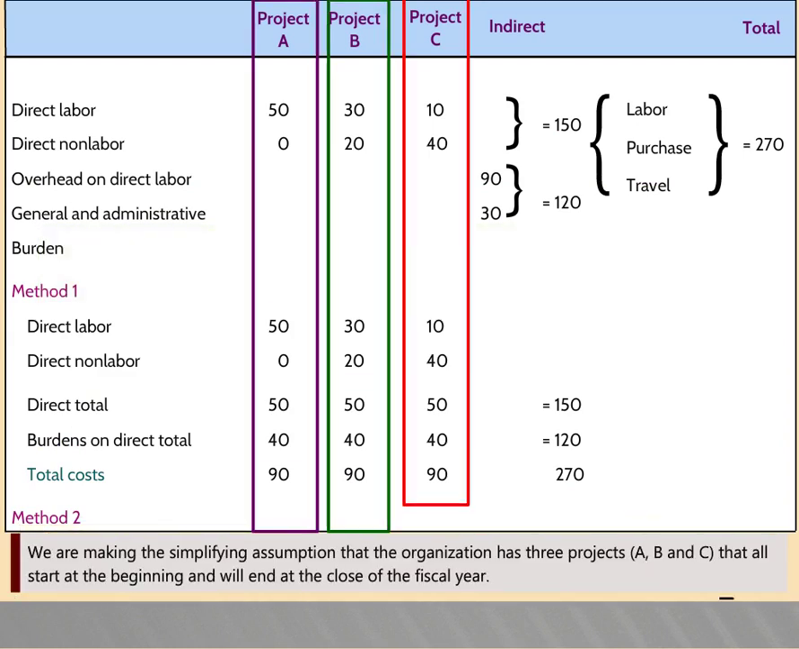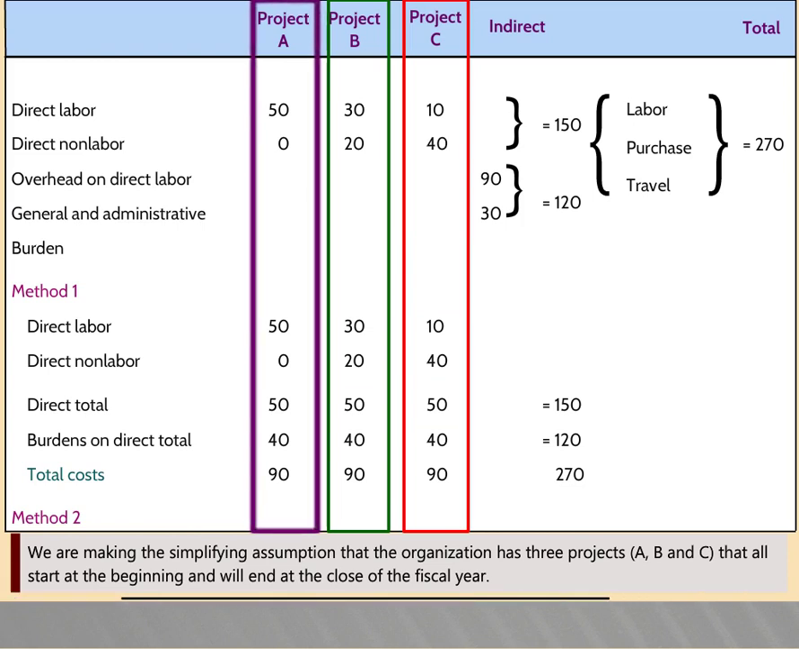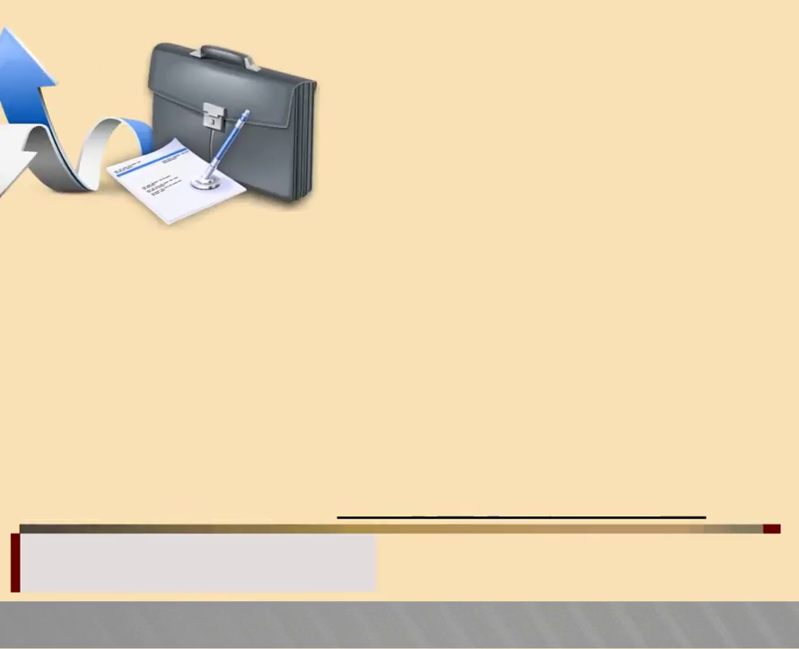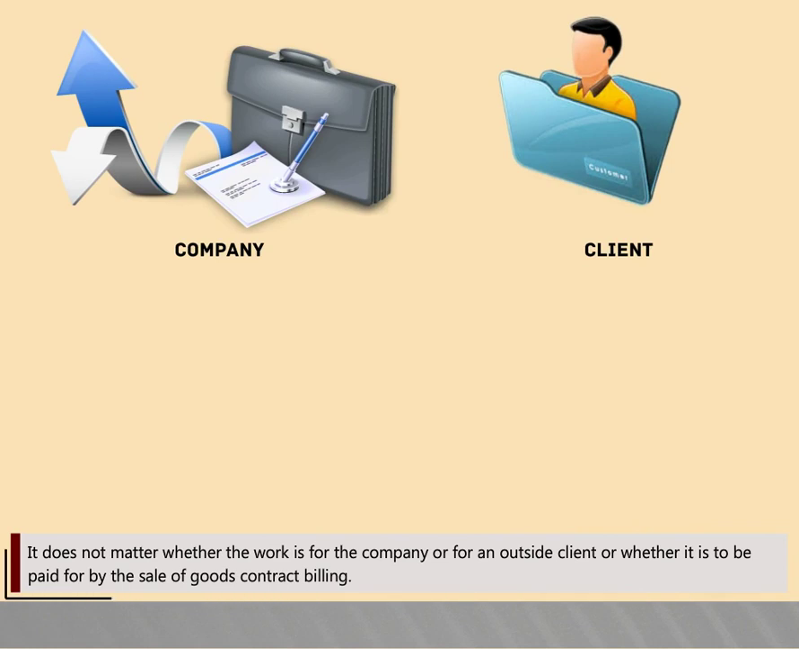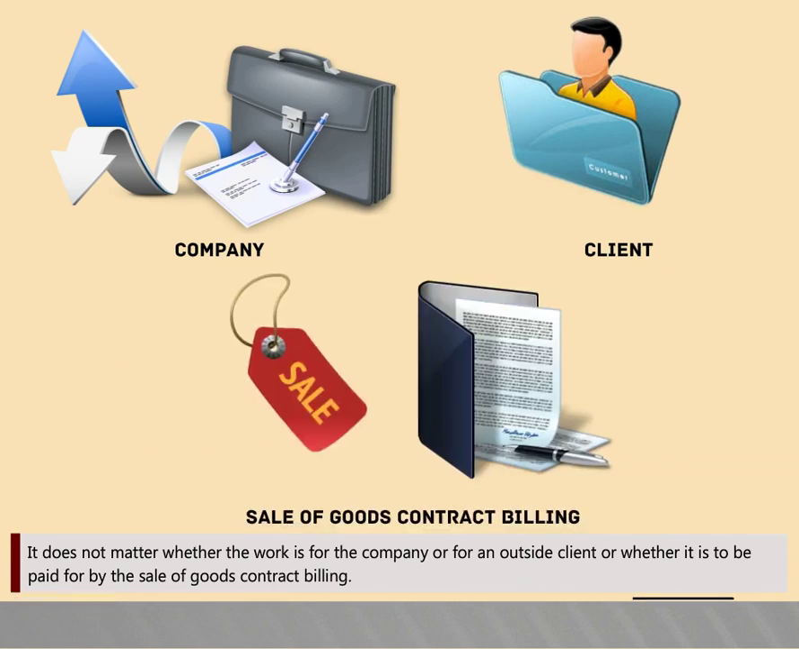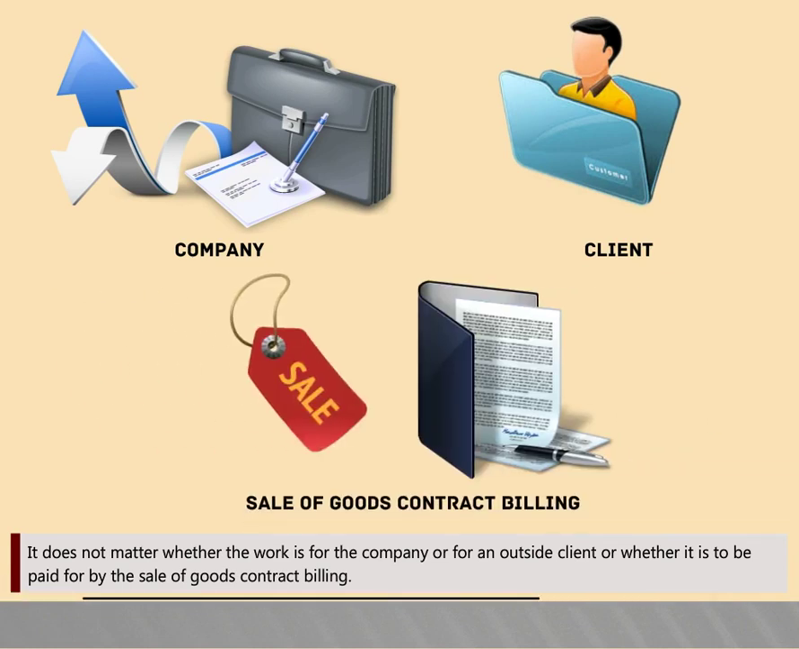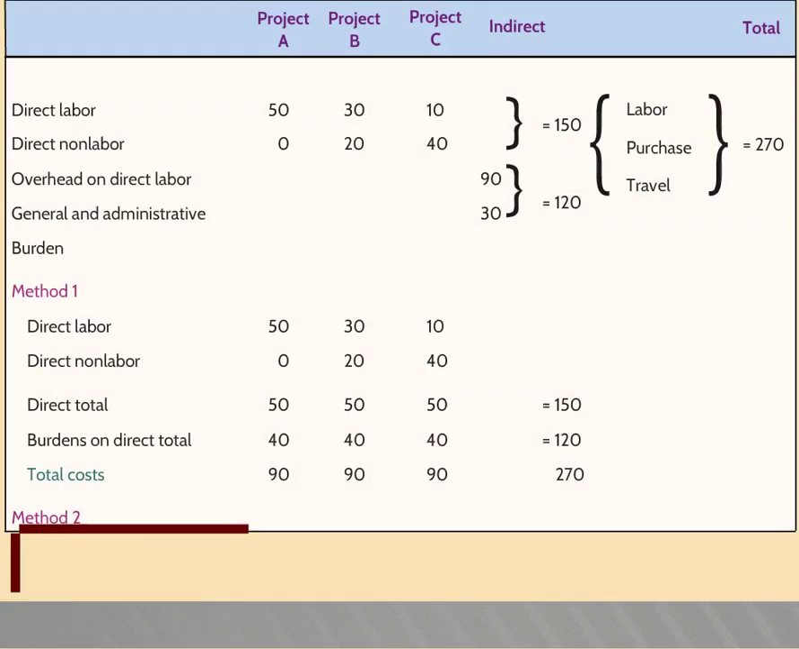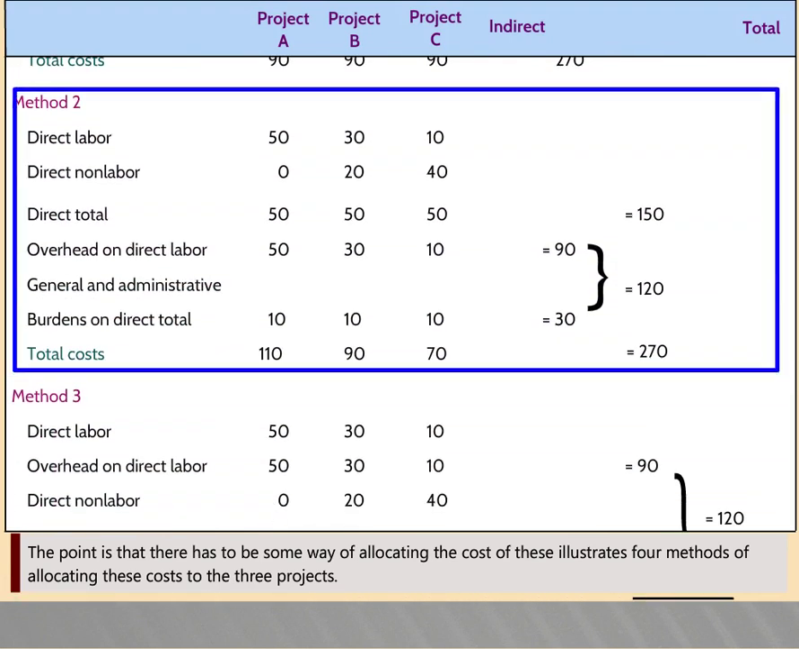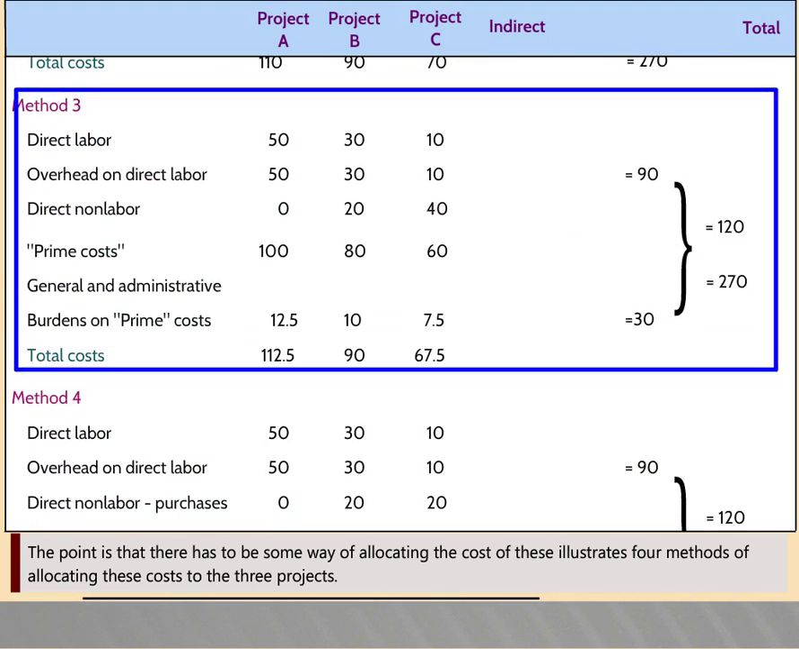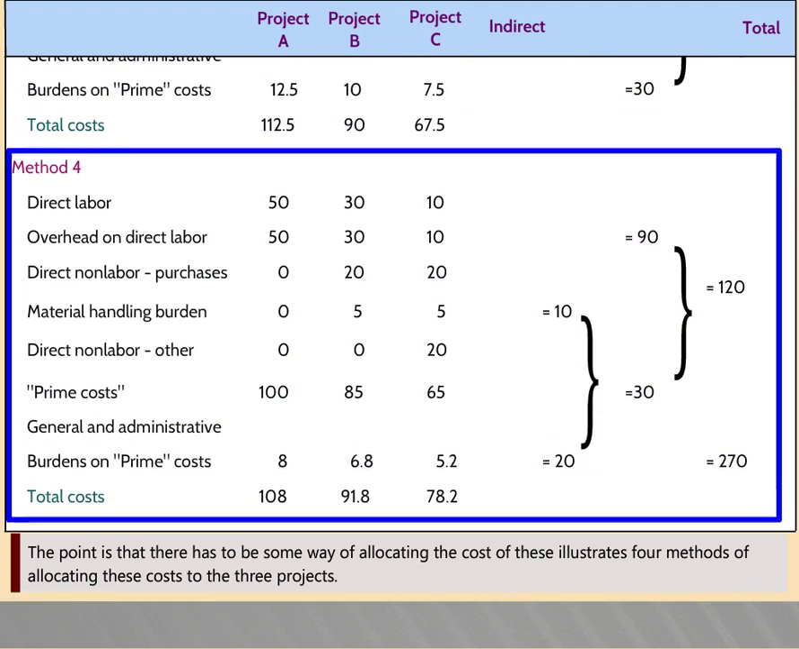We are making the simplifying assumption that the organization has 3 projects A, B and C that all start at the beginning and will end at the close of the fiscal year. It does not matter whether the work is for the company or for an outside client or whether it is to be paid for by the sale of goods or contract billing. The point is that there has to be some way of allocating the cost. The figure illustrates 4 methods of allocating these costs to the 3 projects.